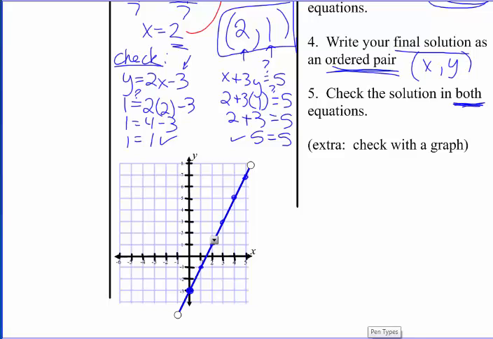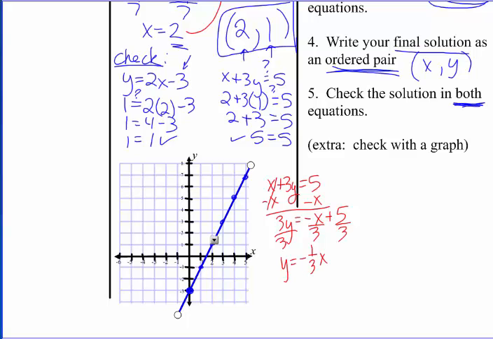For the other one, you have to rewrite it first. Okay, so we get the y by itself. Don't forget, get the y by itself first. We did this last time. Divide by 3. So y equals negative 1/3 x. Ooh, this is a little tricky. That'd be 1 2/3. So when you graph it, the y-intercept is at 1 2/3.